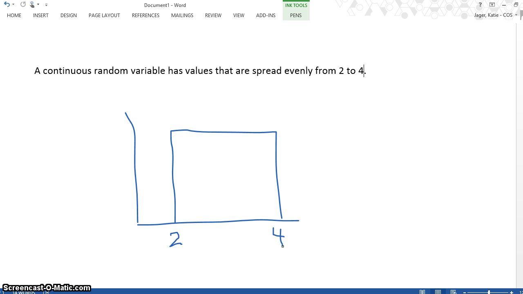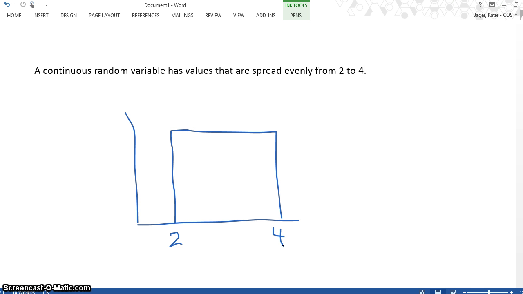This is what's called a density curve. It's really not a curve here because it looks like a box. Next week we're going to be learning about normal distributions, and it'll be more of a curve. This is important to understand.